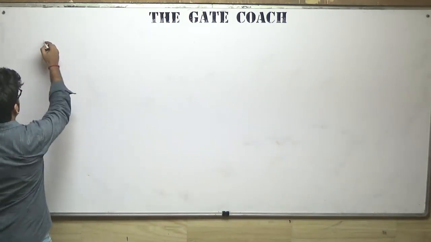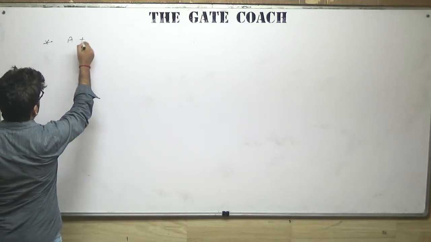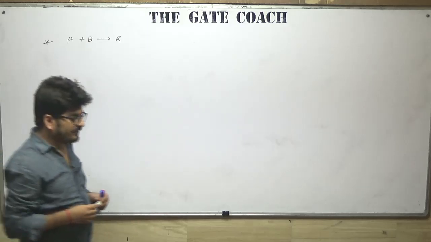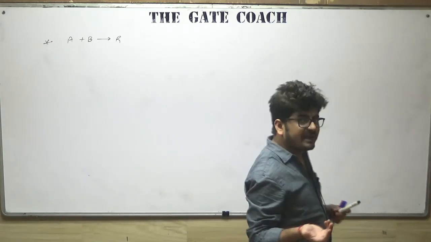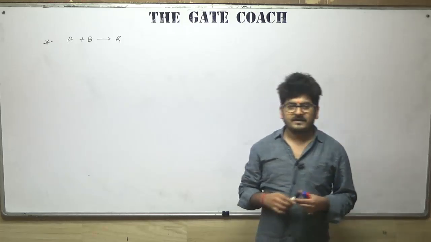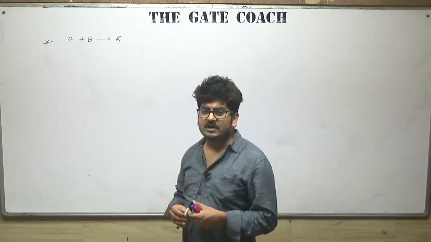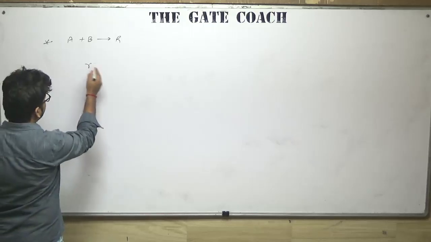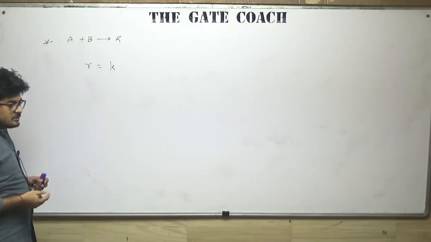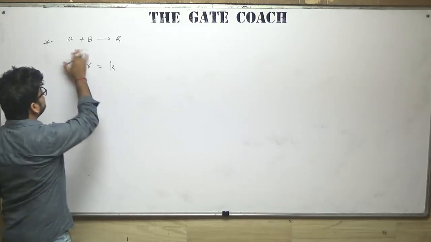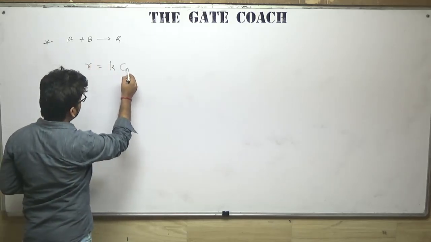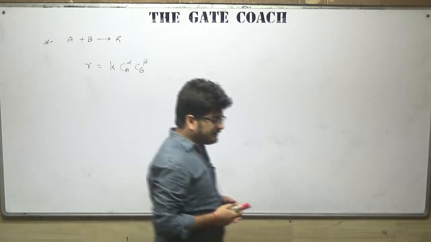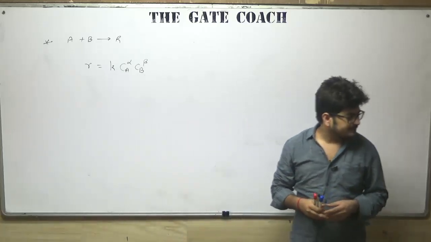So suppose this is some chemical reaction taking place in a reactor, and I want to design that chemical reactor. First thing first, I should know the kinetics of the reaction, and in kinetics the most important term is the rate equation. As per our knowledge, we can write the rate equation for this chemical reaction, and that will be K Ca power alpha Cb power beta, where alpha, beta are the apparent orders of the components.